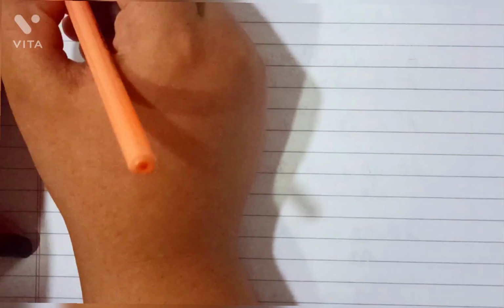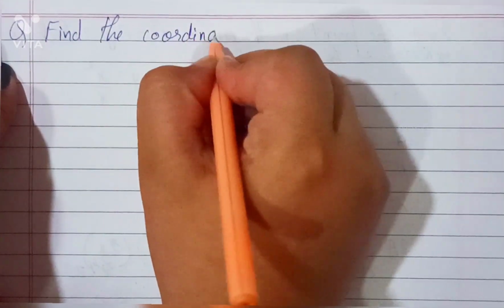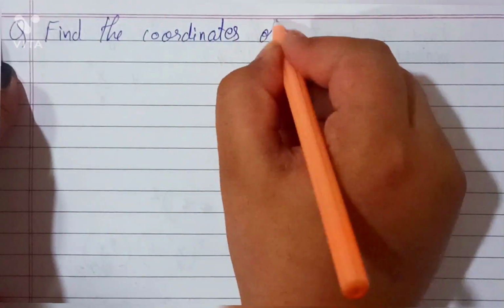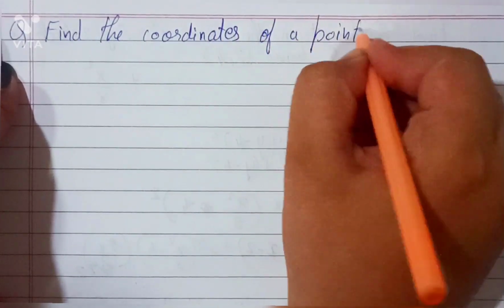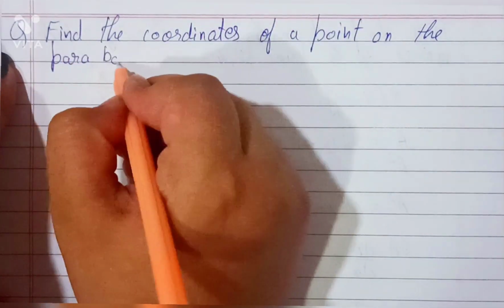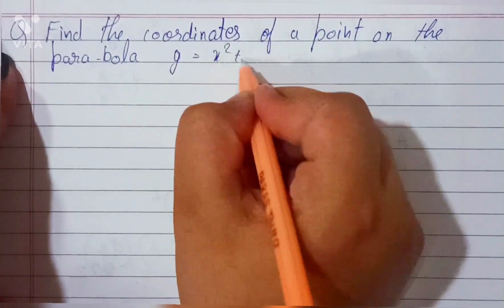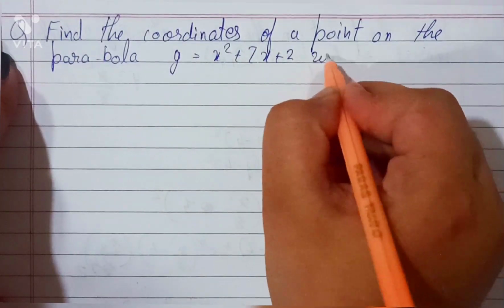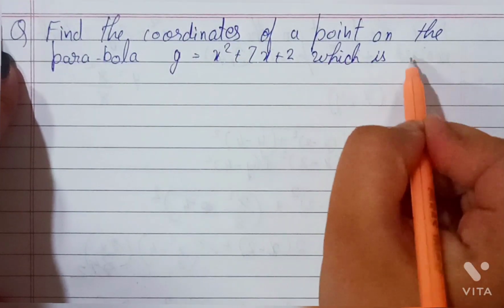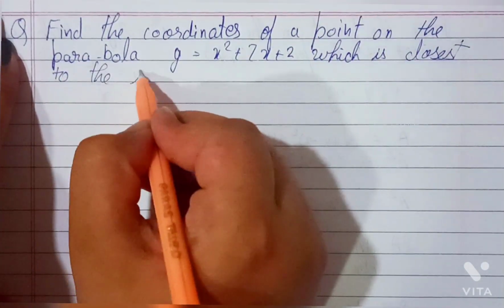The question is: find the coordinates of a point on the parabola y equals to x square plus 7x plus 2, which is closest to the straight line.